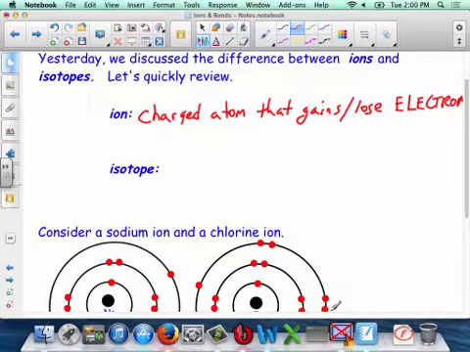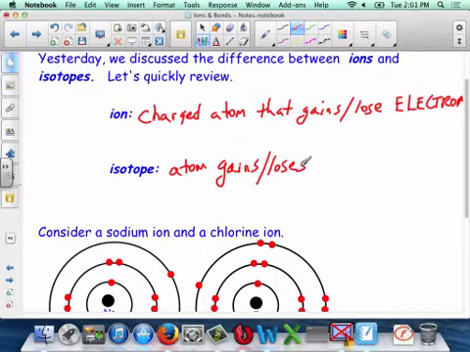So what is an isotope? It's very similar to an ion. An isotope is formed where an atom gains or loses neutrons. You guys, right there, that's a test question. This is going to be an easy test question. Explain the difference between an ion and an isotope. An ion, that element's gaining or losing electrons, and an isotope, it gains or loses neutrons.